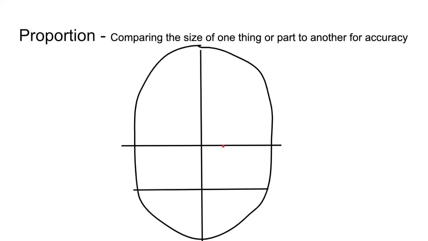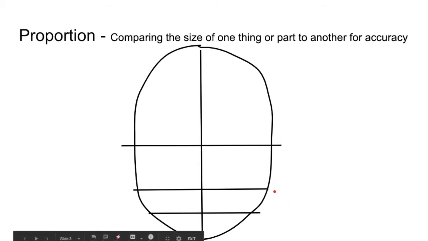Next, you're going to take this bottom half right here, and you're going to split it in half again by adding in that horizontal line. You're going to split this lower half in half again with another horizontal line.